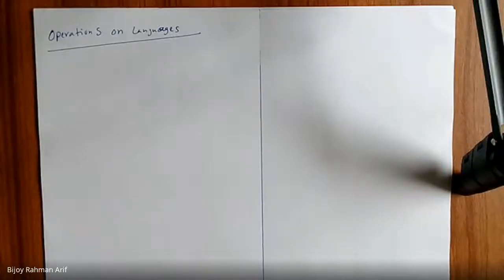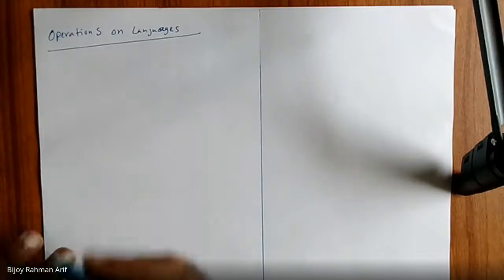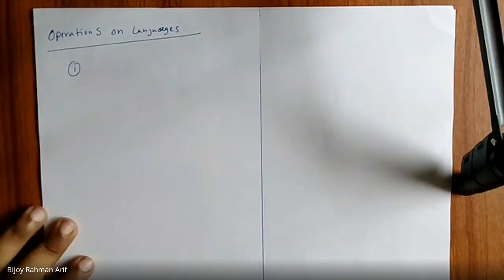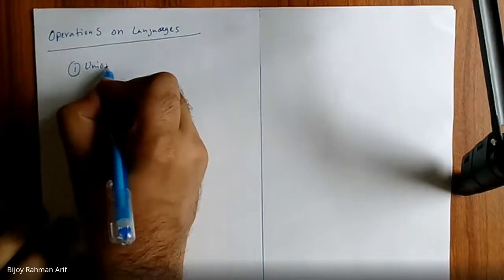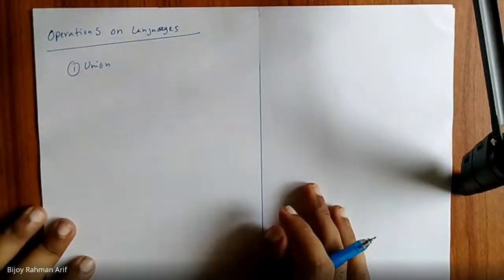So now we are going to take operations from set theory and try to implement those on languages. Number one operation is union. What is union? We already know what is union.